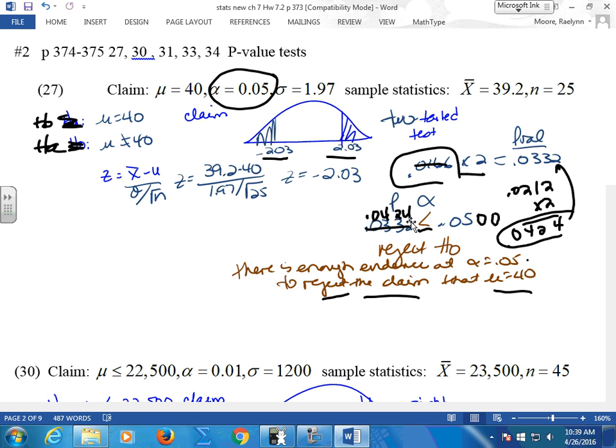How could you tell when it's a two-tailed test? Because you look at your HA, your HA says not equal, that is a two-tailed test.